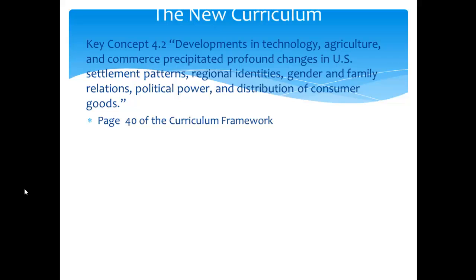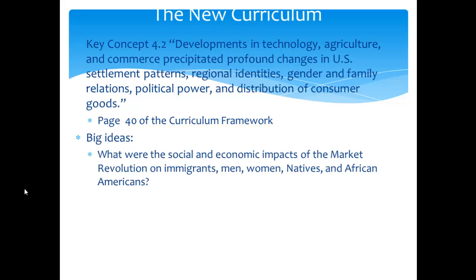All right, let's take a look at Key Concept 4.2. It states developments in technology, agriculture, and commerce precipitated profound changes in U.S. settlement patterns, regional identities, gender and family relations, political power, and distribution of consumer goods. That's a lot. So focus on these big ideas as we go through this video.